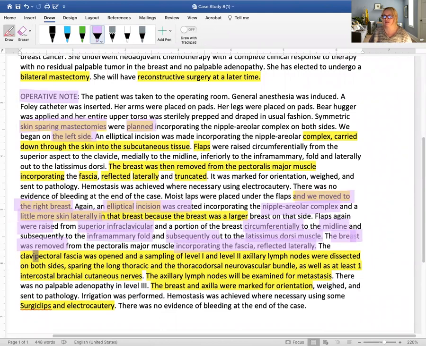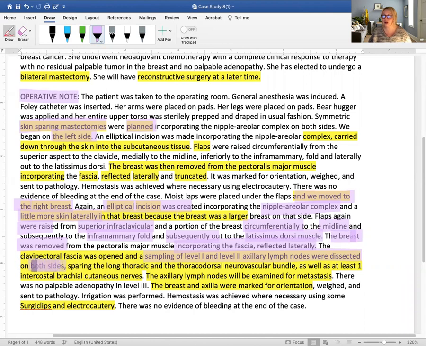So the clavipectoral fascia was opened and sampling of level 1 and level 2 axillary lymph nodes were dissected. So the sampling of the level 1 and level 2 axillary lymph nodes being dissected is saying that it is including the axillary lymph nodes. Everything else before that is just talking about the location. It was done on both sides.